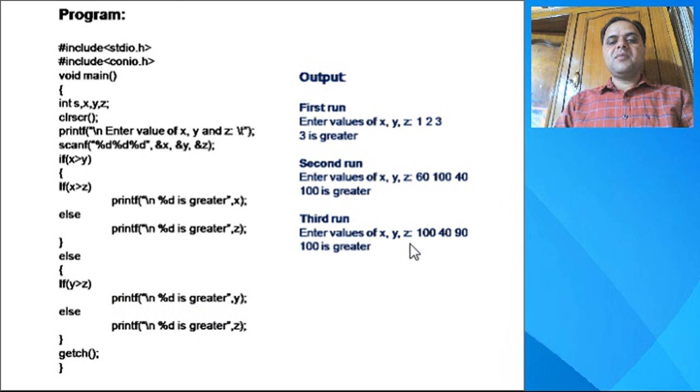In the third run, for example, I have taken x equal to 100, y equal to 40, and z equal to 90. So first I have to compare x with y. x is 100, and x is greater than y, so this is true. Then I have to compare 100 with 90. So 100 is greater, so this got printed. The value of x is 100, 100 is greater. So this is how we can compare three numbers using nested if-else statement.